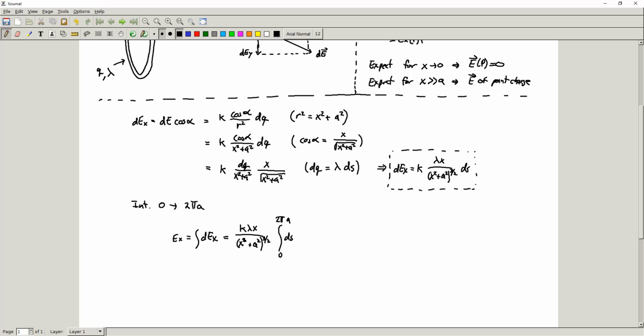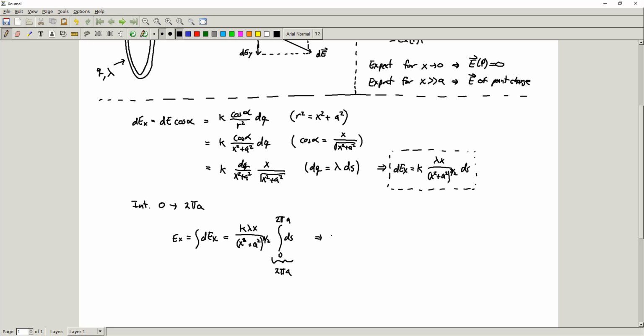So the indefinite integral of ds is just s. And so if we take the limits at those points, this is 2 pi a. And if anybody's not really comfortable with the speed that that was done at, I would encourage you to go back, take a look at how these integrals would work, and make sure you're comfortable with it, okay? And so what does this give us?